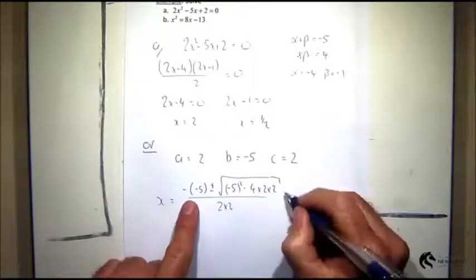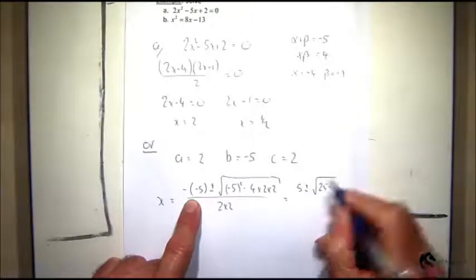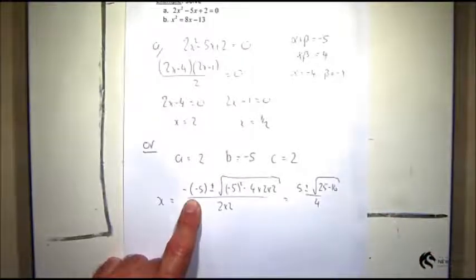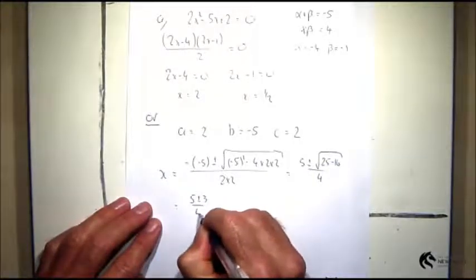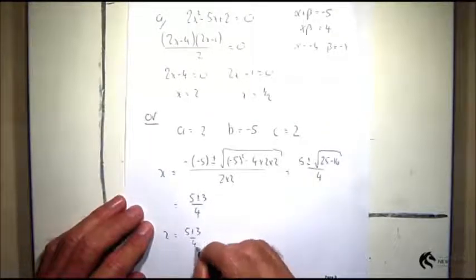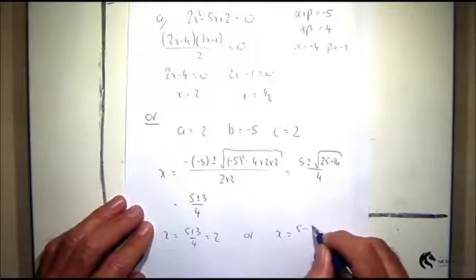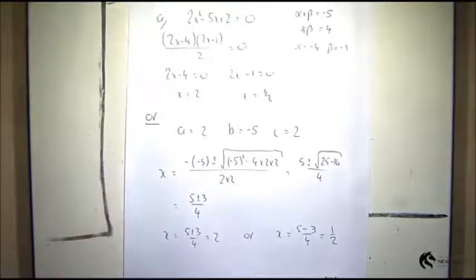Negative 5 is plus 5. Here I have the square root of 25 minus 16, all on 4. 25 minus 16 is 9. The square root of 9 is 3. And so my two solutions are x is equal to 5 plus 3 on 4, which is 2, or x is equal to 5 minus 3 on 4, which is 2 on 4, which is a half. Same answers, which is good. We want both methods to give the same answer.